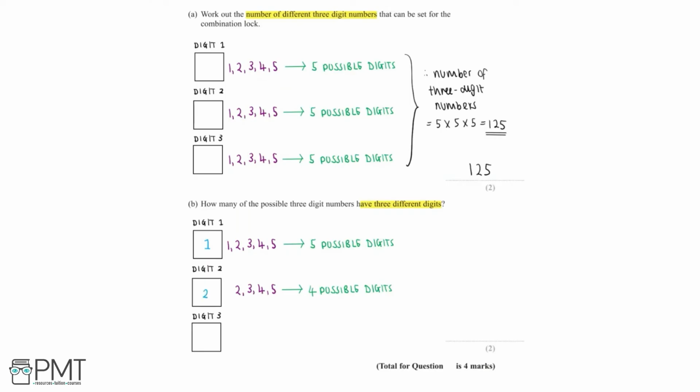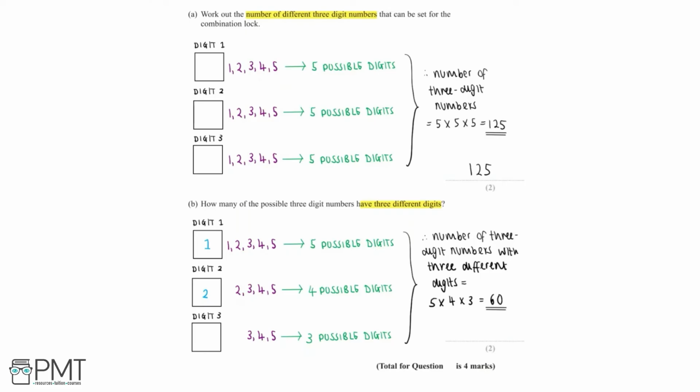This means that digit 3 would have to be 3, 4, or 5, because it can't be 1 and it can't be 2. And so we can see that the third digit could only be 3 possible numbers, 3, 4, and 5. And so we can see that the number of possible 3-digit numbers which have 3 different digits would be 5 multiplied by 4 multiplied by 3, because there are 5 possible numbers for digit 1, 4 possible numbers for digit 2, and 3 possible numbers for digit 3. And so we've found that the number of 3-digit numbers with 3 different digits would be equal to 60.